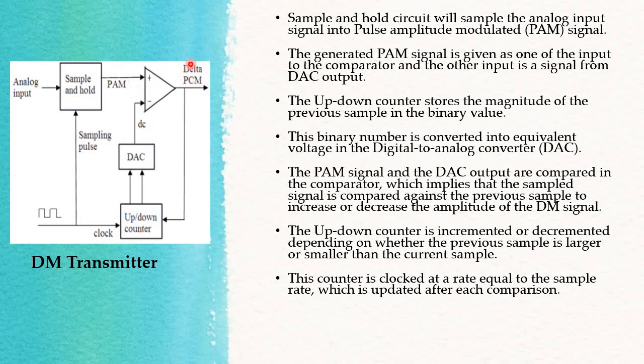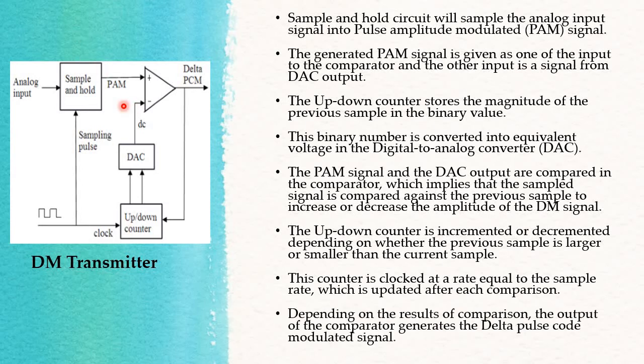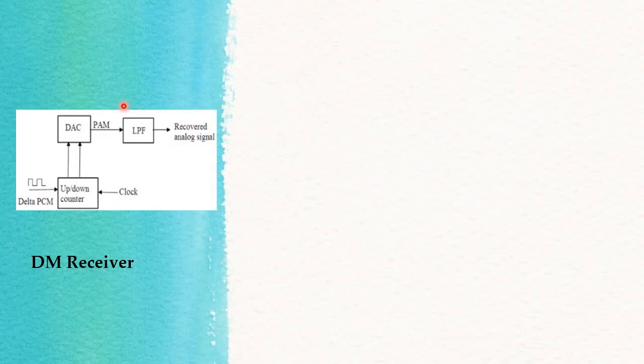Okay, and again the output of a DM signal is given as an input to the up down counter. It will decide whether to go in increment or in a decrement fashion. So in this way the DM transmitter works. Then the receiver for the same.